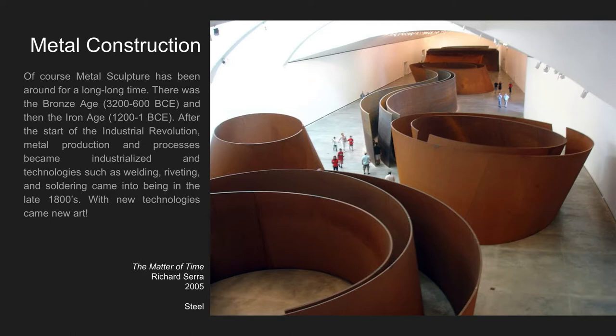With new technologies came new art. So what we're looking at here is a gallery show by the artist Richard Serra. One of the things that made him famous is he was working with giant pieces of steel. This is all construction grade steel that he isn't forming himself, but he'll have machines and he'll hire people to bend these giant pieces of steel.